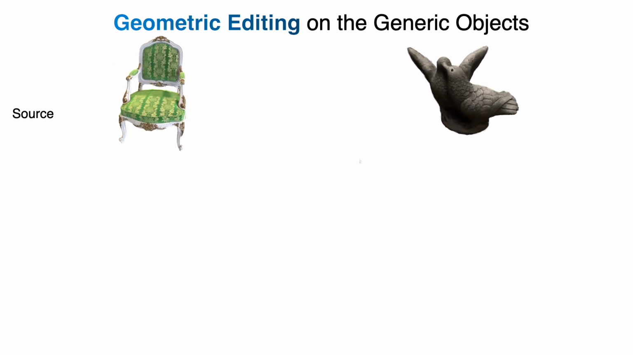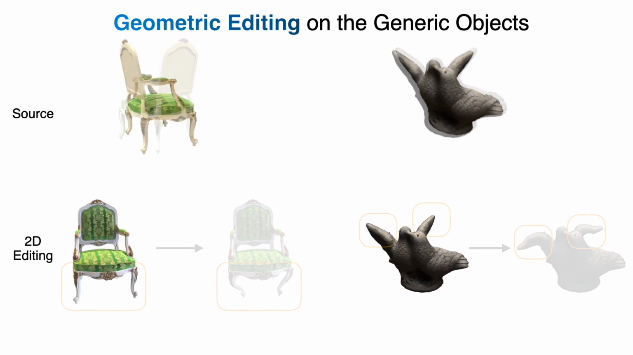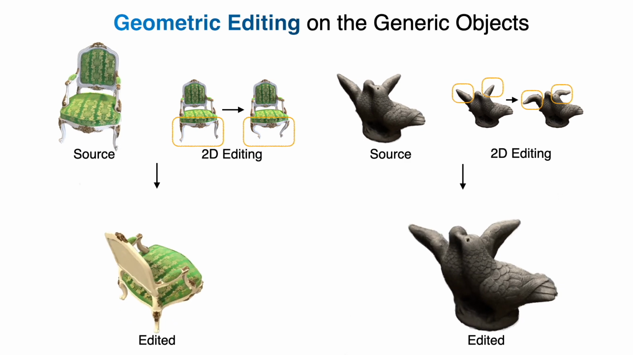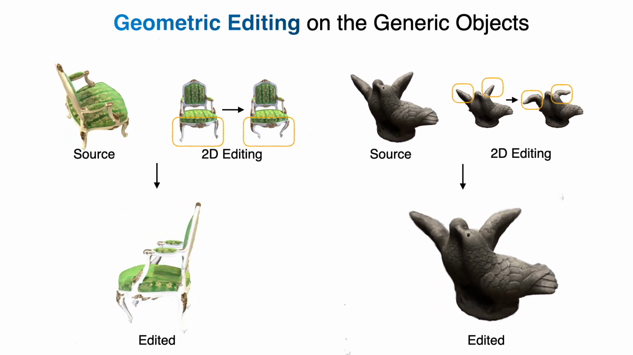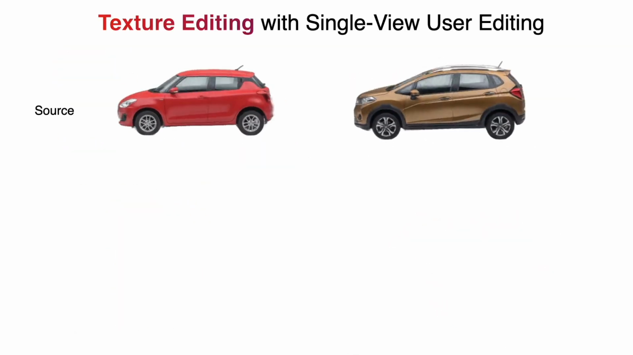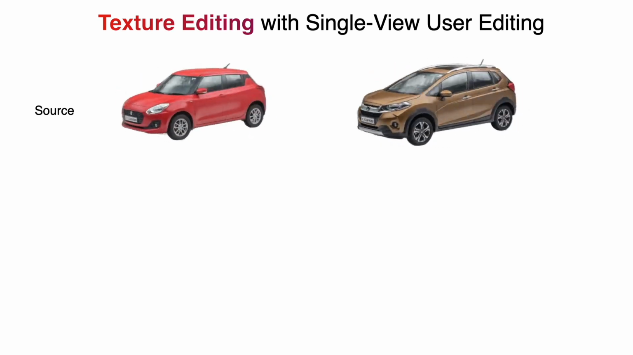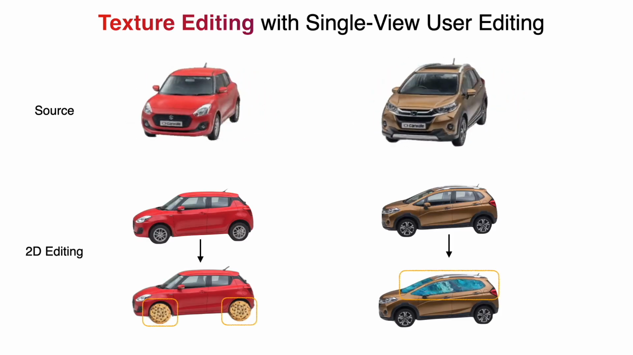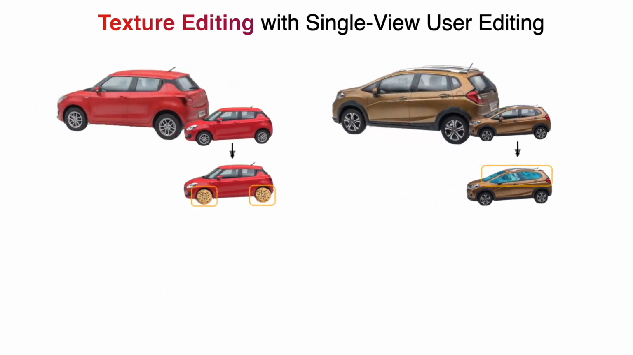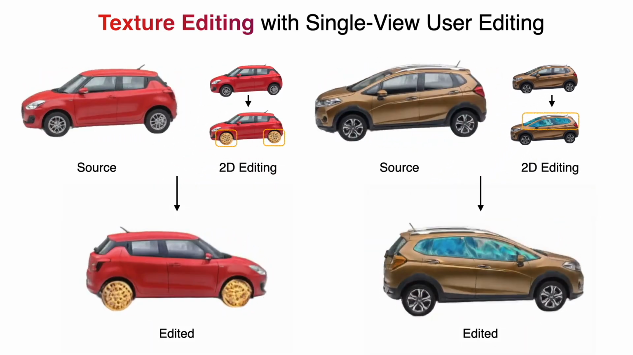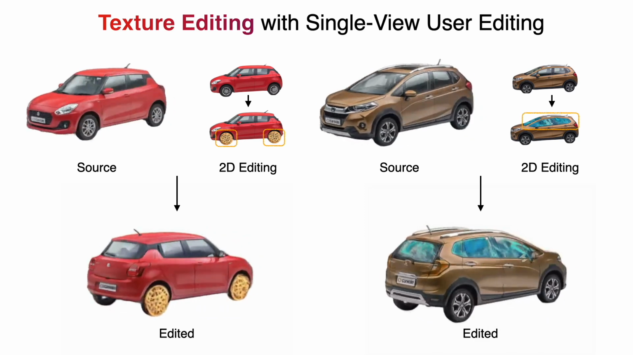Besides, we can also perform geometric editing on general objects, and even enable object deformable motion, such as the bird's flapping wings. Now we show examples of texture editing. We can add cookie tires and blue windows to the car on a single side view, and our method can faithfully transfer such editing into the 3D, where both sides of the cars are edited properly.